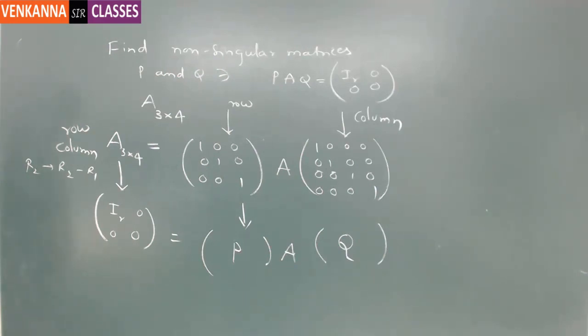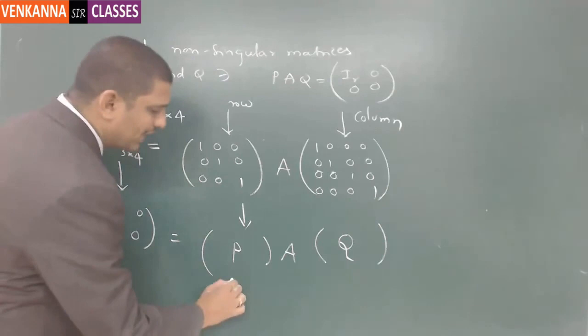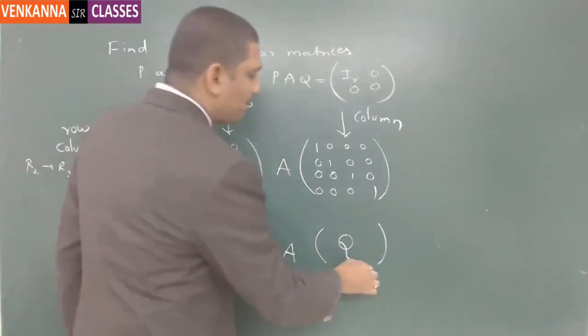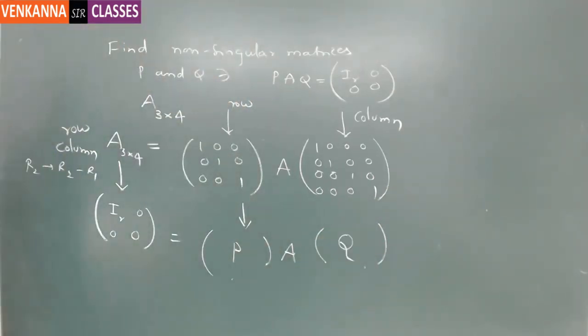Usually you will get this as a lower triangular matrix and this as an upper triangular matrix, P and Q. These two are nothing but non-singular matrices. Usually questions are framed on these models. I think you know how to perform row and column operations.